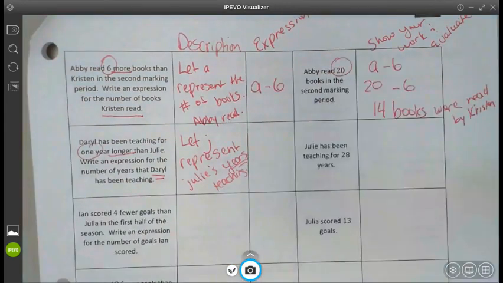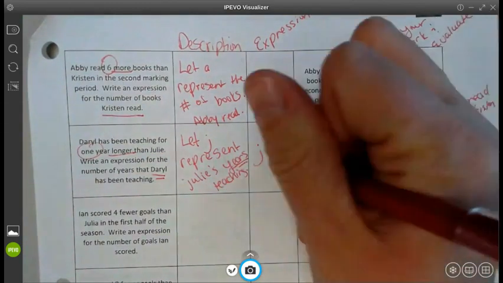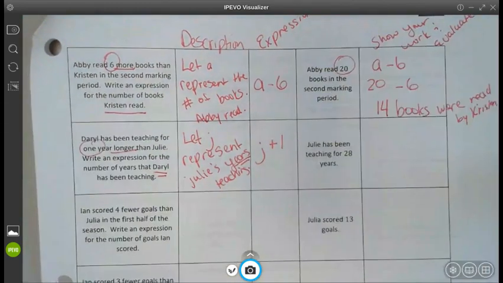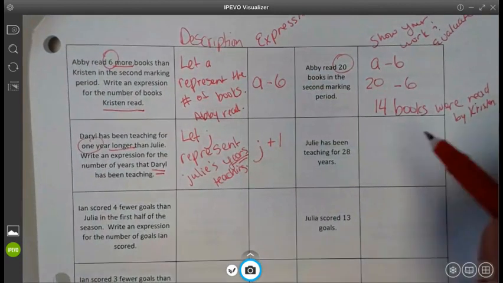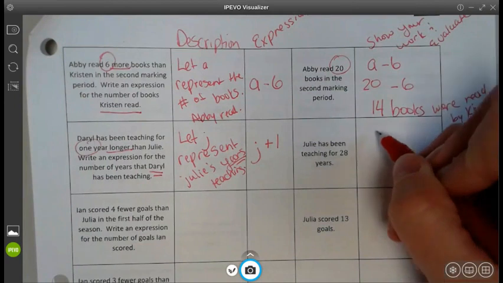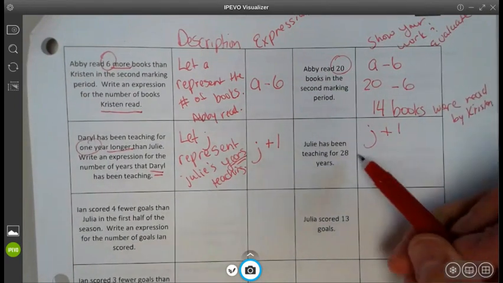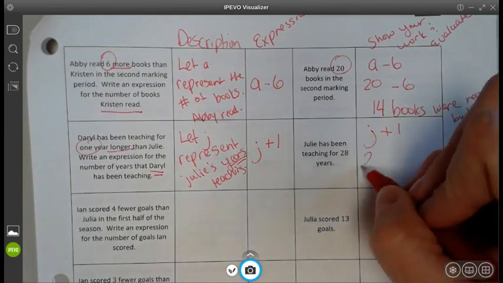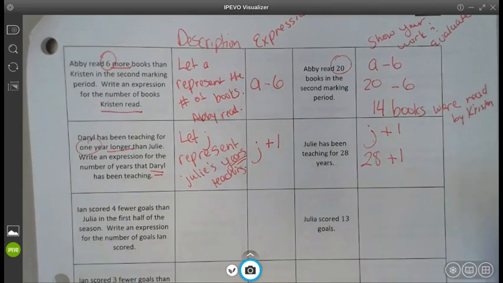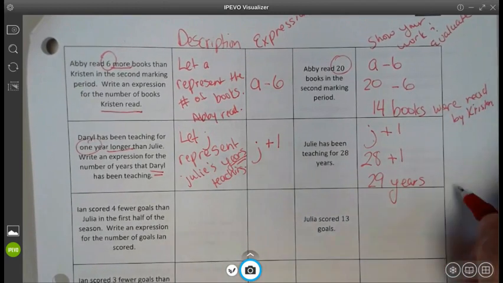Notice I have to put my units in there. So she's doing years. So if Daryl's been teaching 1 year longer than Julie, then that means it's Julie's amount of teaching plus 1 more year, because it's 1 year longer. So let's see if we can actually solve for Daryl's years teaching. If Julie has been teaching for 28 years, that means instead of J, I'm going to put 28 plus 1. So Daryl's been teaching for 29 years.